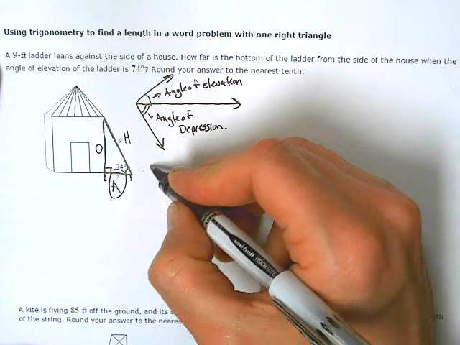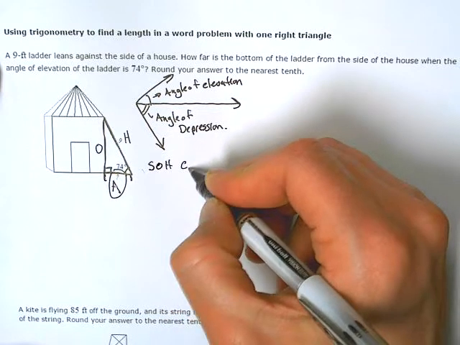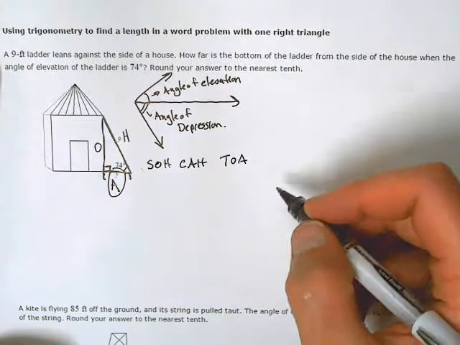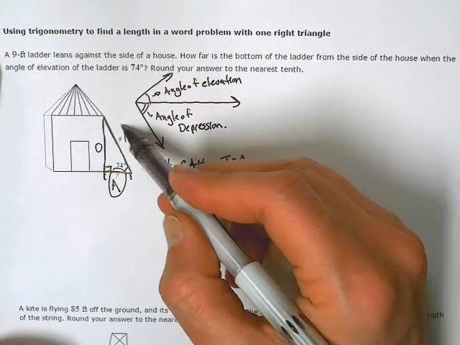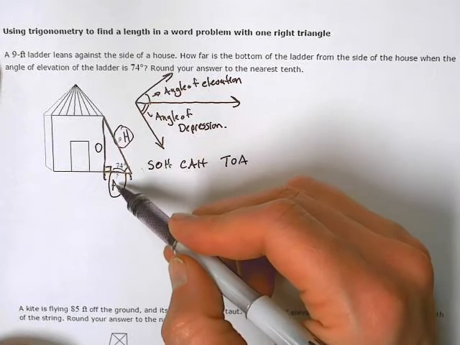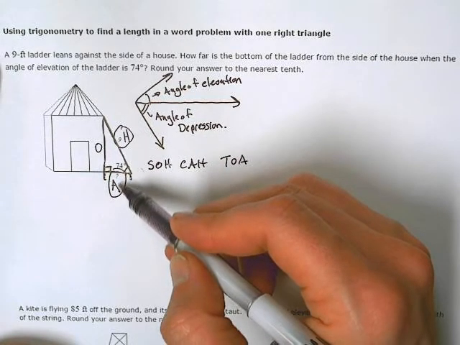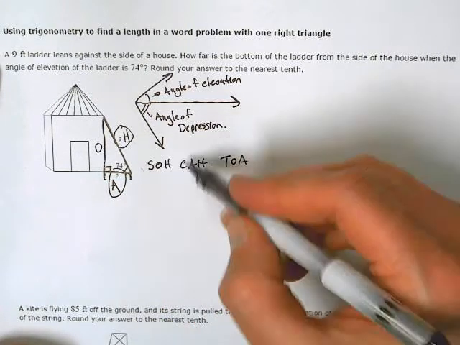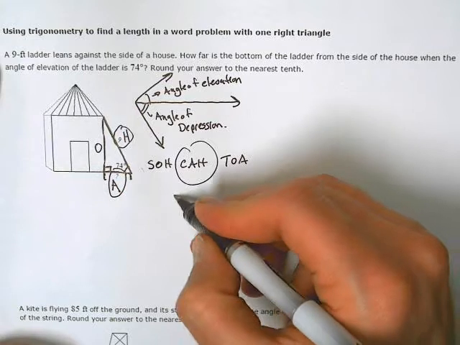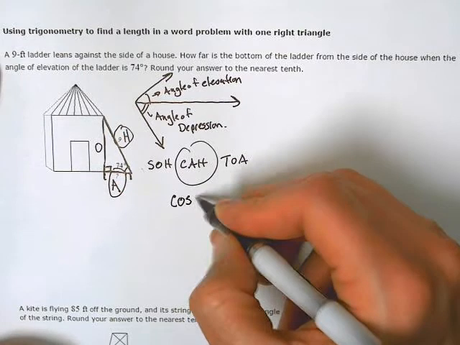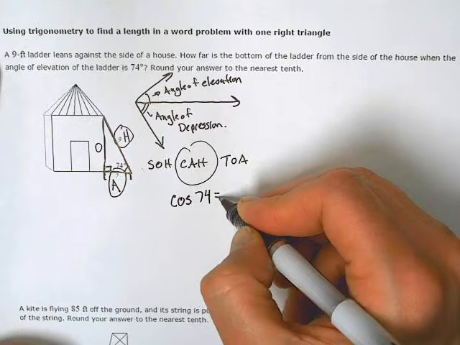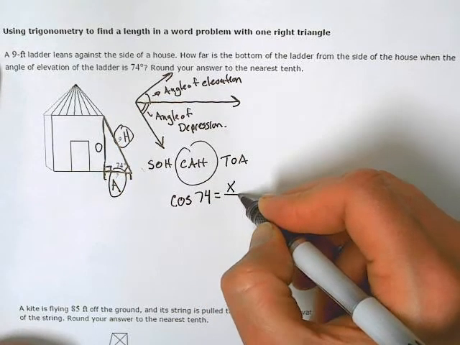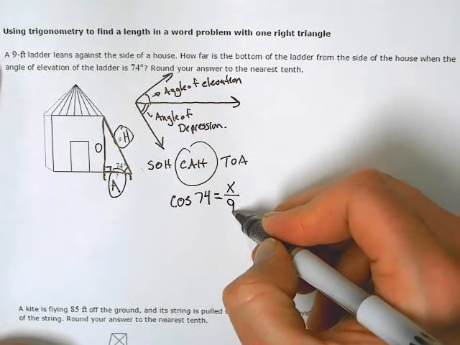So if you're using SOHCAHTOA to remember which one to use, I want the trig function that involves the adjacent side, since that's what I want to find, and also the hypotenuse, since that's what I know. So the one that uses A and H is CAH, or cosine. So I would set up the equation as the cosine of 74 degrees equals the adjacent side, which I don't know, I'm going to call that x, over the hypotenuse, 9.